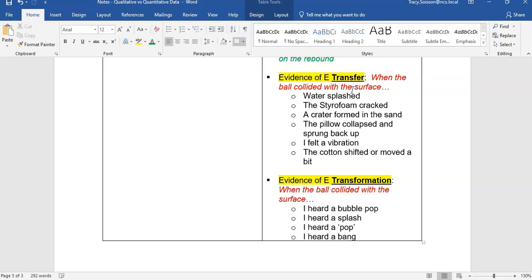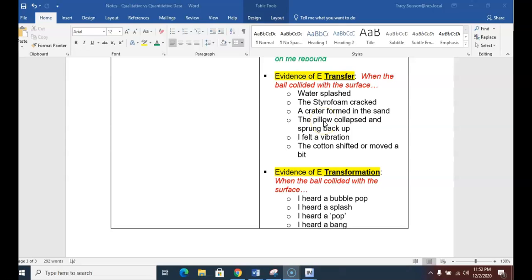If you dropped a ball on styrofoam and the styrofoam cracks, that is evidence, physical evidence that you see with your eyes to prove that some of the ball's energy transferred out of the ball and into the styrofoam when the ball collided with the styrofoam. When you see the pillow collapse and then spring back up, that movement of the pillow is physical evidence that you saw with your eyes that some of the ball's energy transferred into the pillow.